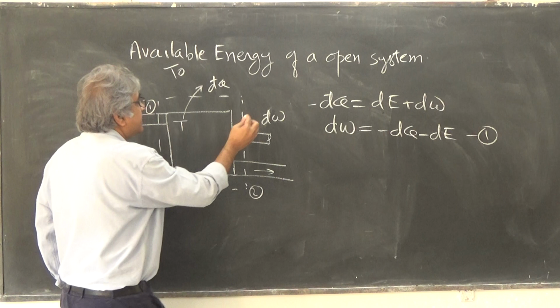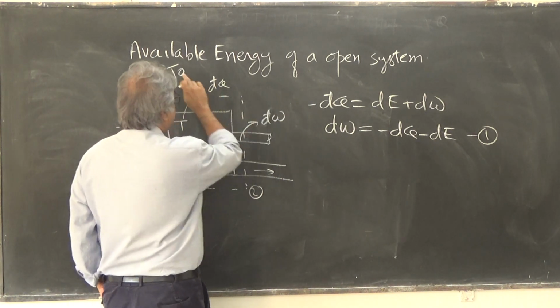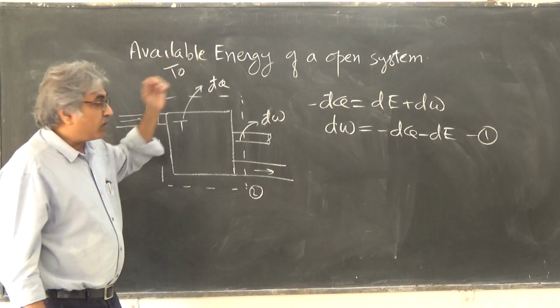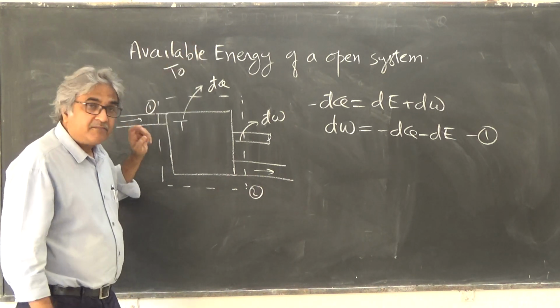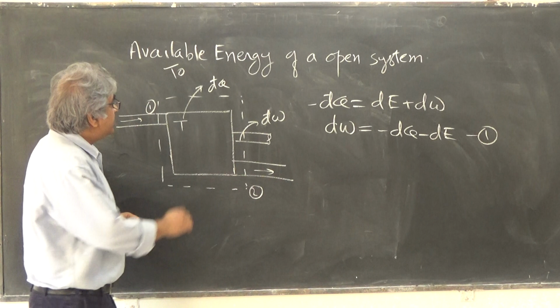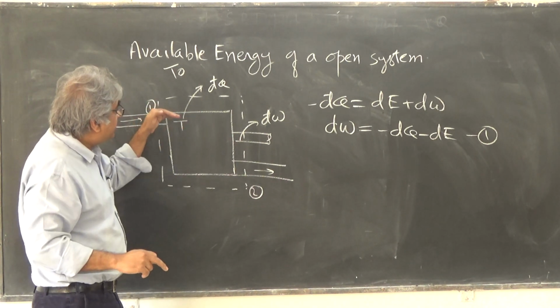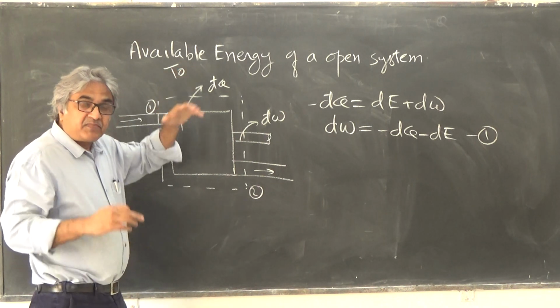Let's say the dead state is the surrounding temperature T0. We have already done that. So the surrounding temperature is T0, and we want to find the maximum work. So what we do is consider this heat which is transferred from T to T naught.